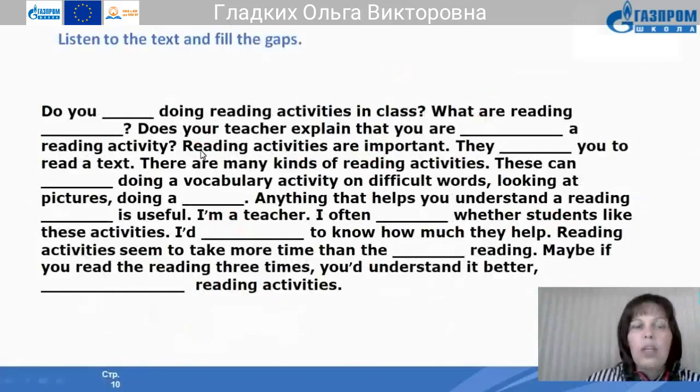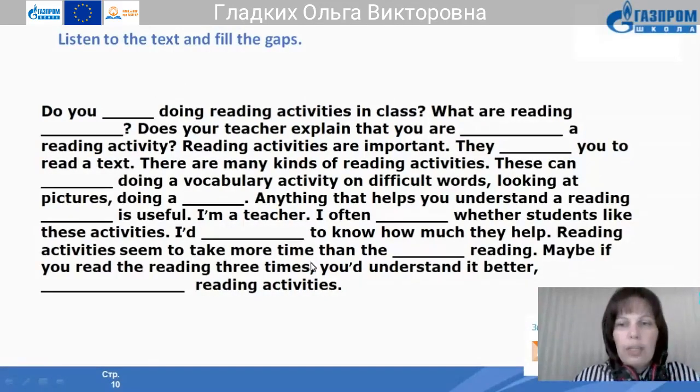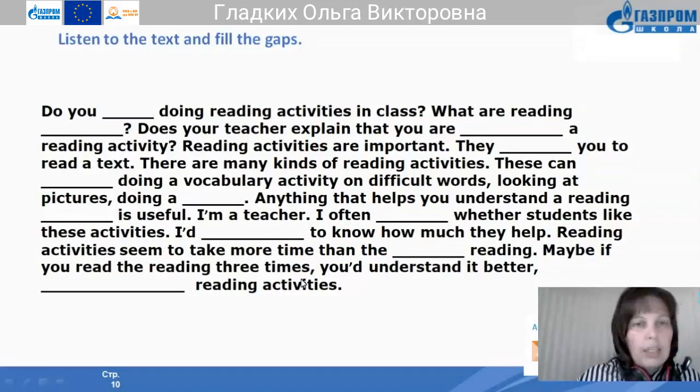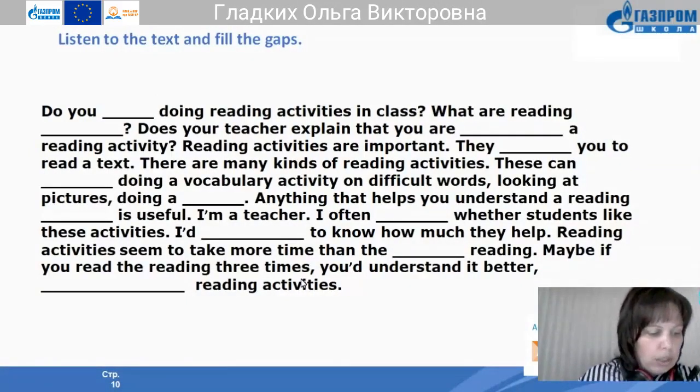So, listen to the text and fill the gaps. And now please prepare your copybooks and your pens. You will listen to the text and then we will check together. So, are you ready to listen to this text? Okay, now let's listen and make some notes.